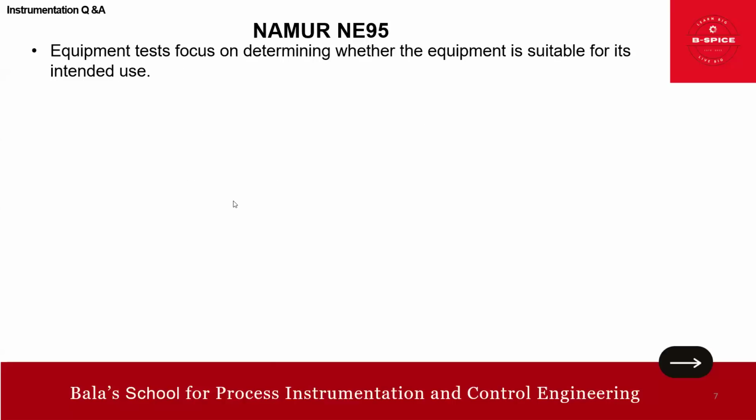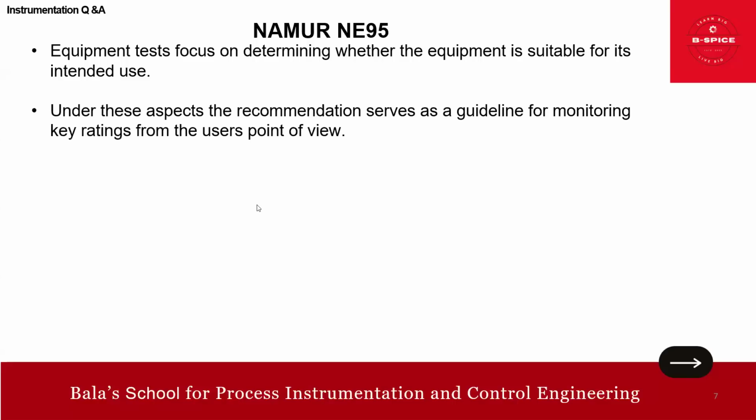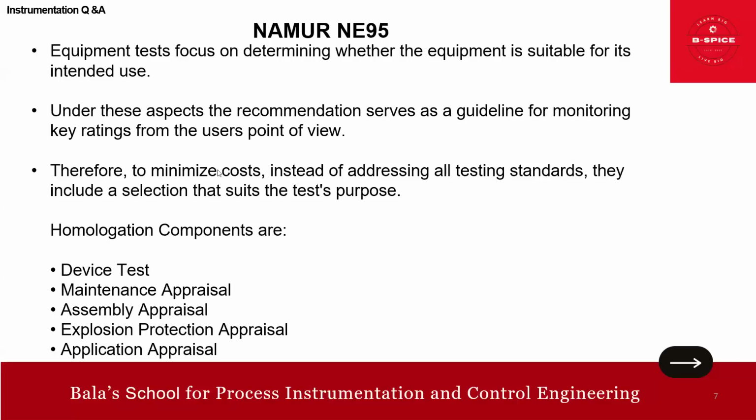See, this equipment test focuses only on determining whether the equipment is suitable for its intended use. Under these aspects, the recommendation serves as a guideline for monitoring key ratings from the user's point of view. That is, you don't have to go for everything, only those aspects which are the key ratings. Therefore, to minimize the cost, instead of addressing all testing standards, they include a selection that suits the test purpose. So again, I'm coming back to this homologation. Say they go for a device test, a maintenance appraisal, assembly appraisal, explosion protection appraisal, application appraisal. That's it. So these are the things actually.